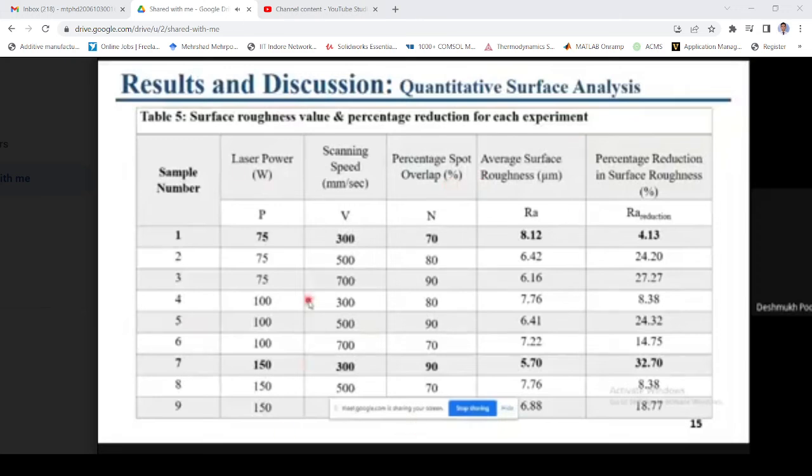It is based on the surface roughness measurement. If we see the first sample, the surface roughness reduction is very minimal. It is only 4.13 percent. But when we go towards the higher power, in case of sample 7, at a laser power of 150 watt, scanning speed of 300 mm per second, and percentage spot overlap of 90 percent, the percentage reduction is 32 percent, which is better among all the samples.